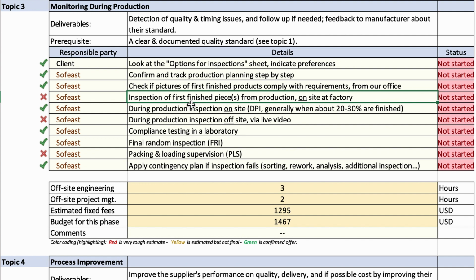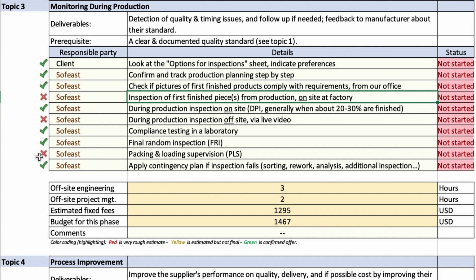Or we can check the first finished pieces from production. It's called the first article inspection, FAI. Okay, that is on site, right? Then the same thing during production inspection on site or off site. In most cases, this is done on site. Some compliance testing, especially if we go on site and we can pick some samples, then we can send them to the lab. Final random inspection. In some cases, it's good also to do a packing and loading supervision.